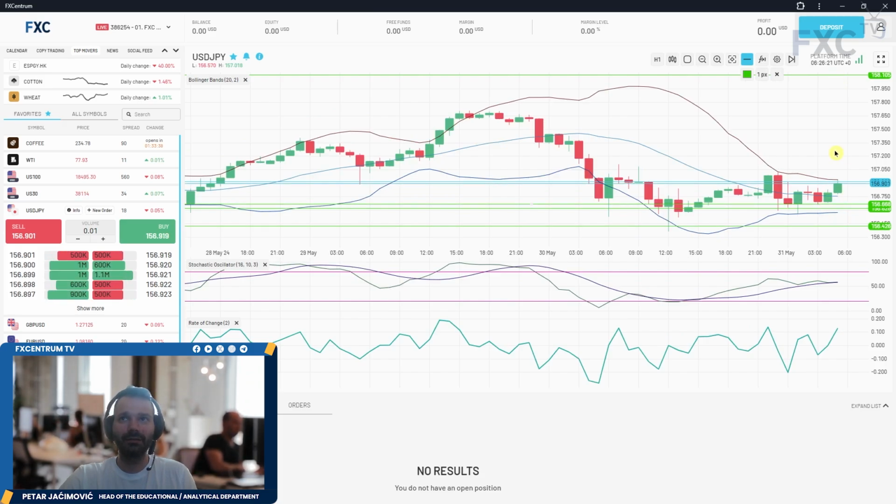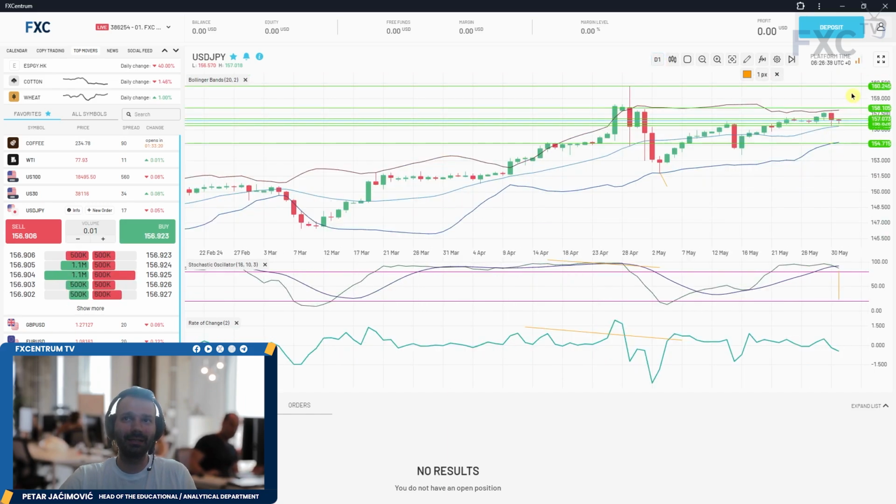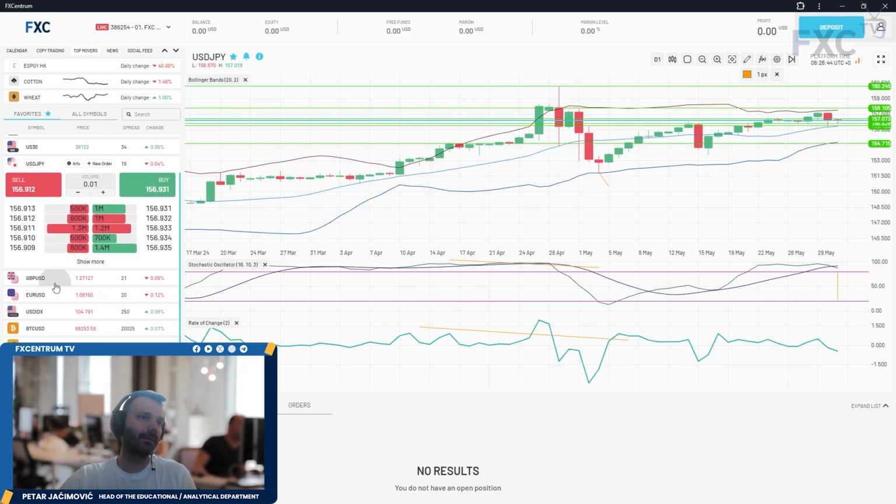And if the market can re-break the 157 and hold above 157, let's say above 157.10, then there will be a chance for a potential rally even up to 157.65 or 158.10. So we might see that upside continuation after this pullback on the USD yen.